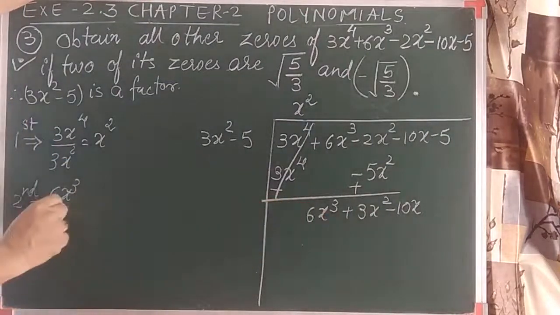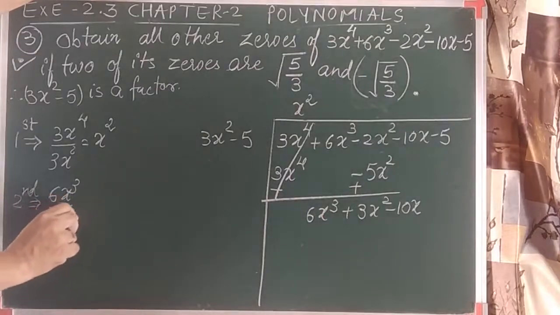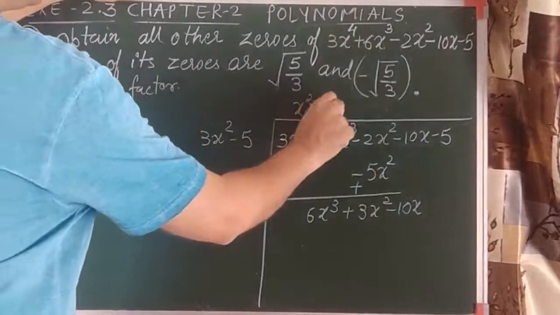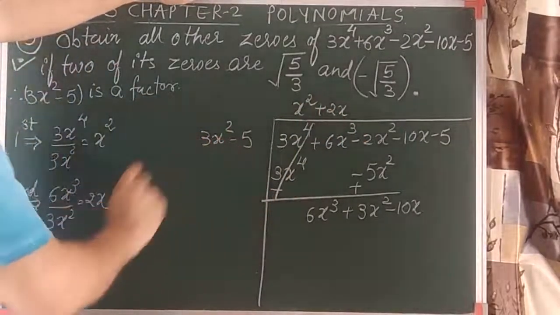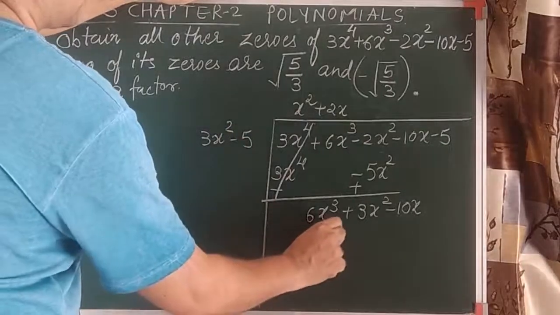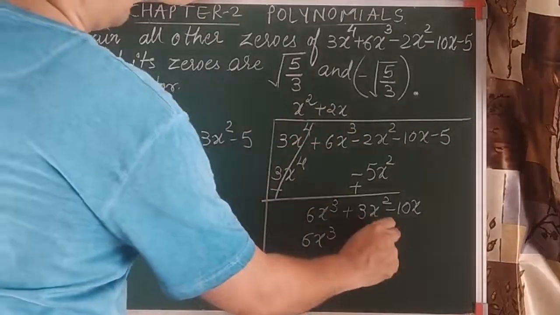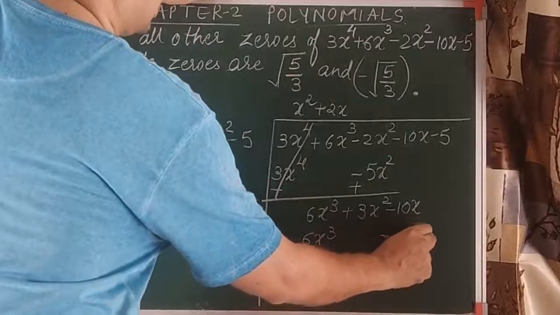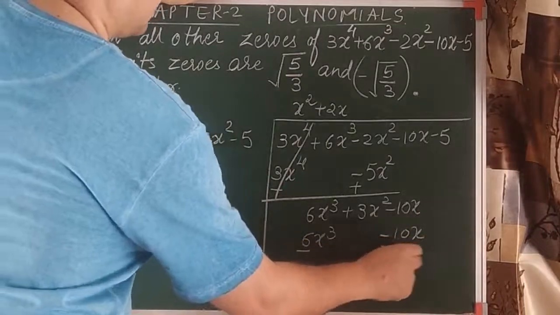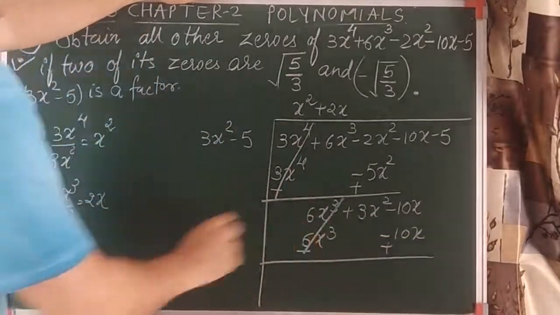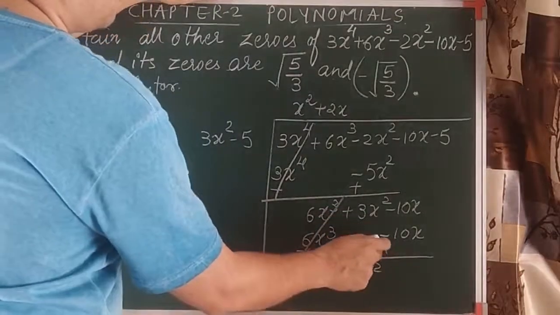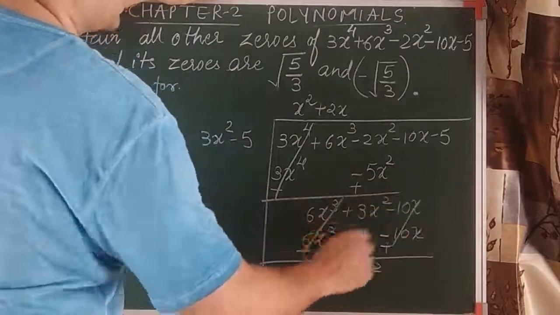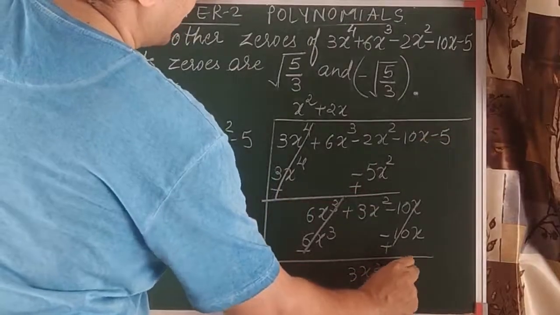So again it should be divided by 3x square. So we will obtain plus 2x. Now this second term should again multiply with both. 3 2s are 6x cube. 5 2s are 10, minus 10x. Again I would like to change the sign. It would be cancelled. Again 3x square as it is. Plus minus would be cancelled and we will carry minus 5.